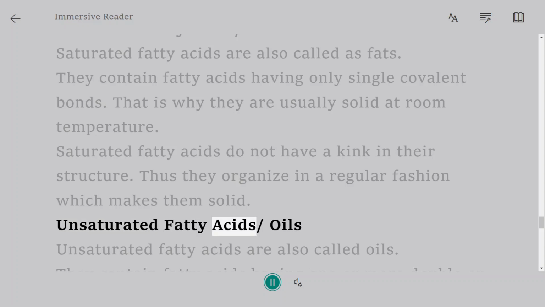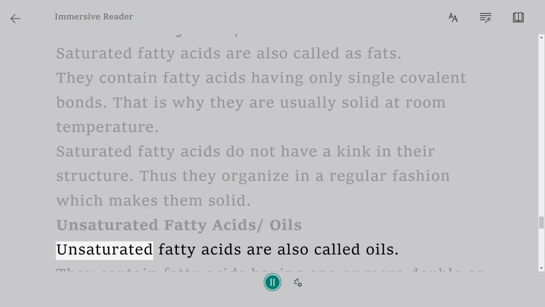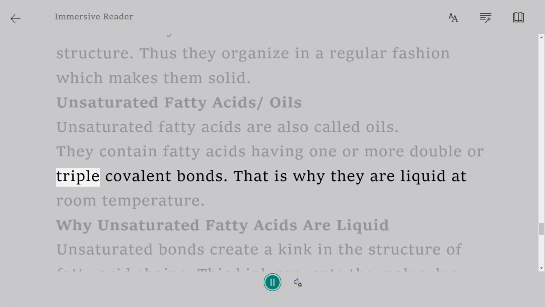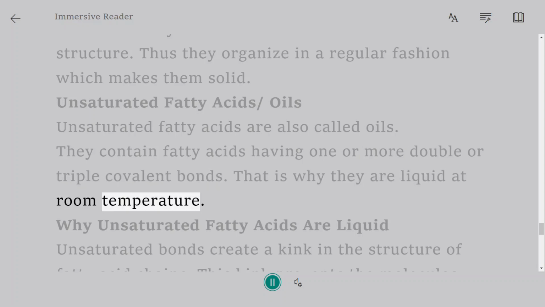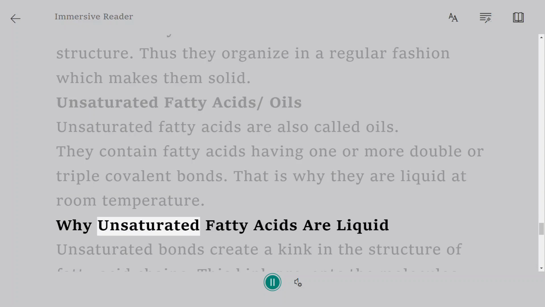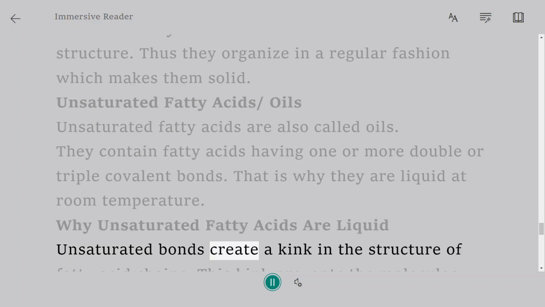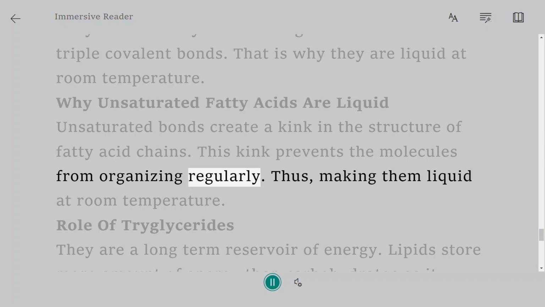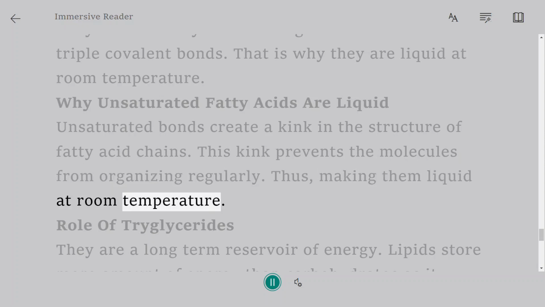Unsaturated fatty acids or oils. Unsaturated fatty acids are also called oils. They contain fatty acids having one or more double or triple covalent bonds. That is why they are liquid at room temperature. Why are unsaturated fatty acids liquid? Unsaturated bonds create a kink in the structure of fatty acid chains. This kink prevents the molecules from organizing regularly, thus making them liquid at room temperature.